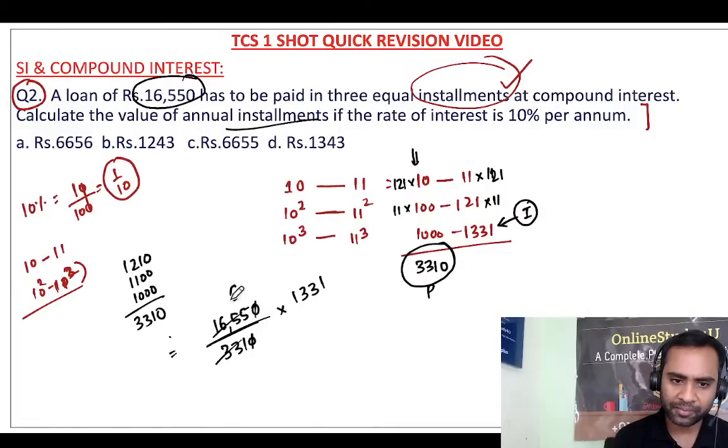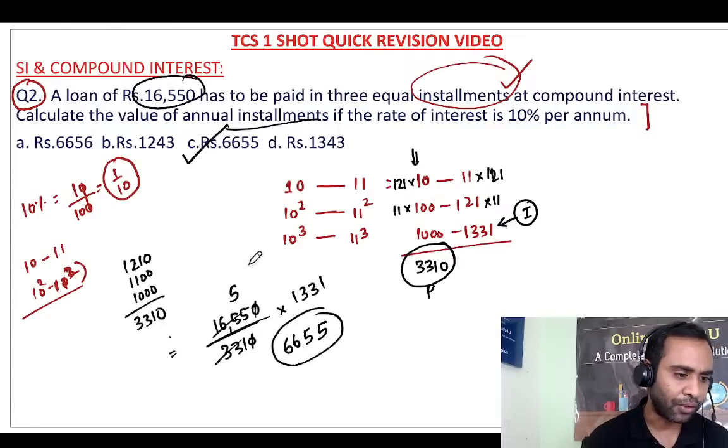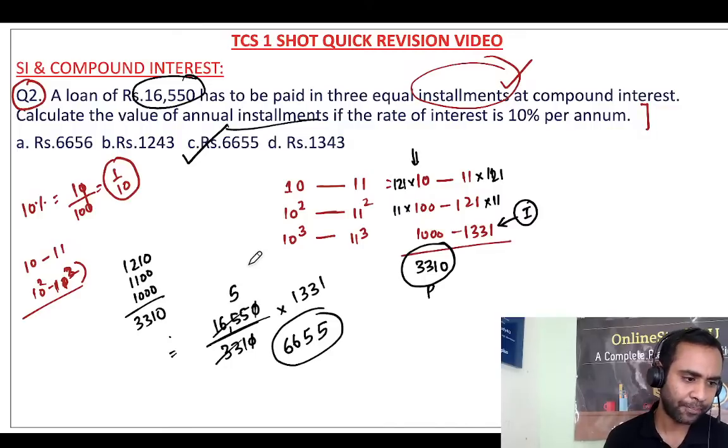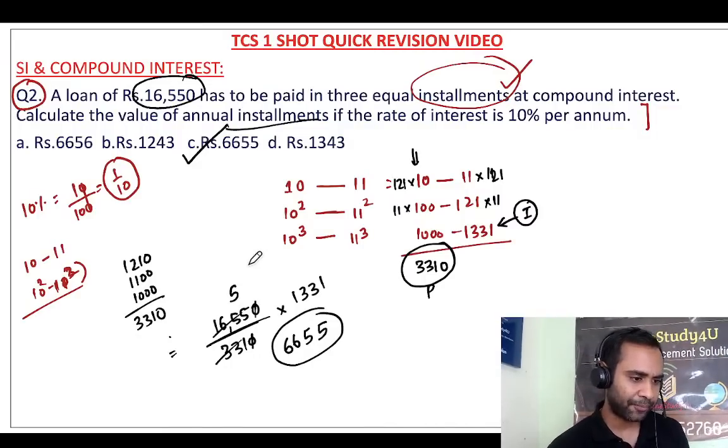So this is 5 times. So 5 ones are 5, 5 ones are 5, and this will become 66. So 6655, option 3 will be the correct answer. Okay, so option C will be the correct answer for everyone. Is it clear?